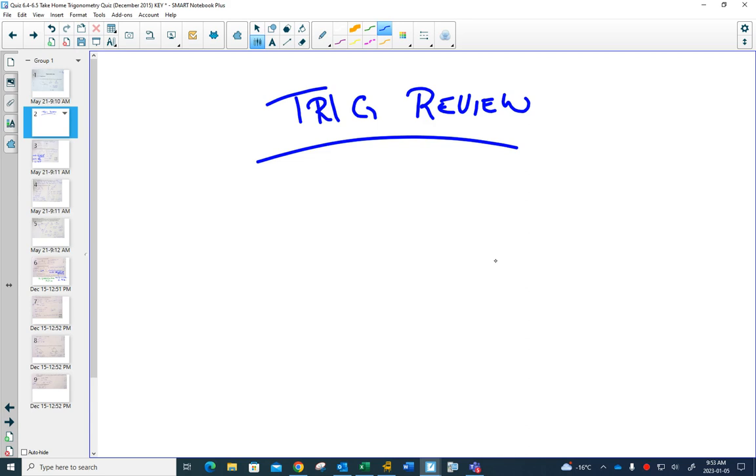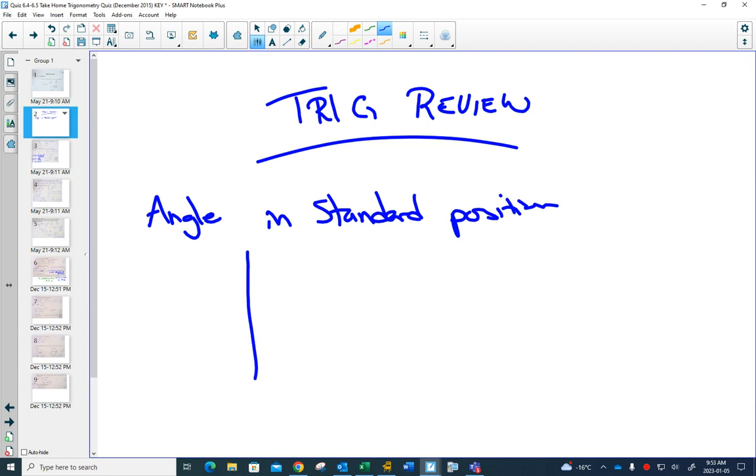Trigonometry deals with triangles and it deals with angles. First thing that we learned was what is an angle in standard position. And so we always measure an angle starting from the positive x-axis. And you can measure the angle, most of the time you measure it in the counterclockwise direction.